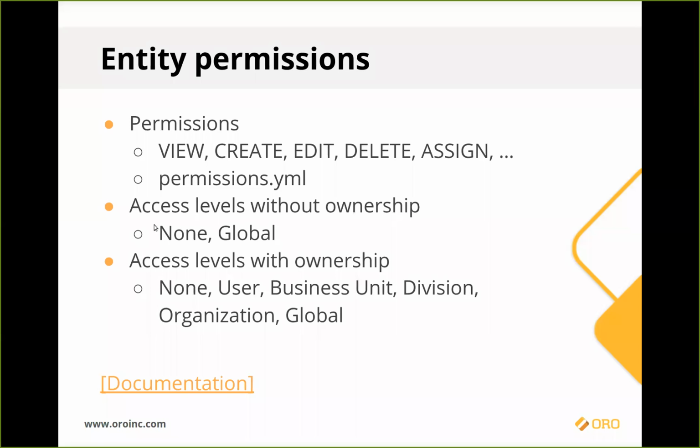Then, if we do not have ownership, so we do not have the information who created this entity, and this is a real use case for many cases, then I will only be able to set none or global access level, right? Because I will not be able to check the ownership. So either a given role has the access or it has not. And if there is ownership, depending on the ownership type, I will have none, user, business unit, division, organization, and global. And now let's talk about this division and organization. So division is a group of business units.